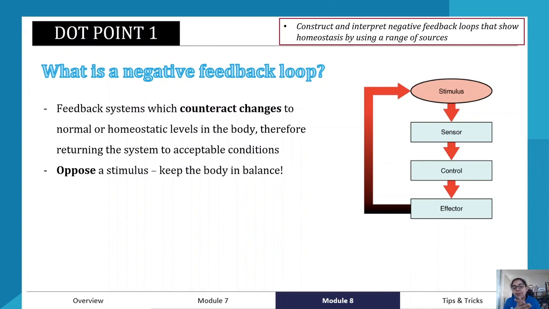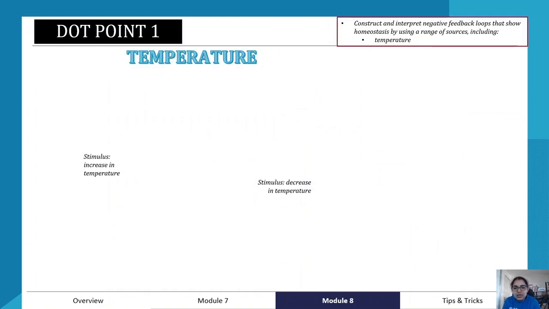So feedback systems are designed to counteract the changes and to return to the normal condition, and they oppose a stimulus. A negative feedback loop is opposing a stimulus, right? If the temperature has gone up, we want to bring it back down to the normal temperature. If it has gone down, we need to bring it back up to the normal temperature. So it's kind of opposing what has happened. So let's have a look at the temperature negative feedback loop.